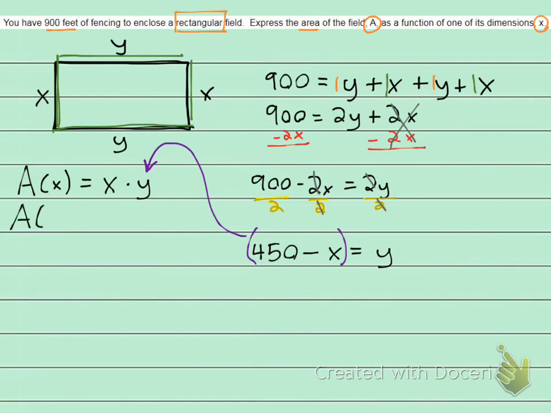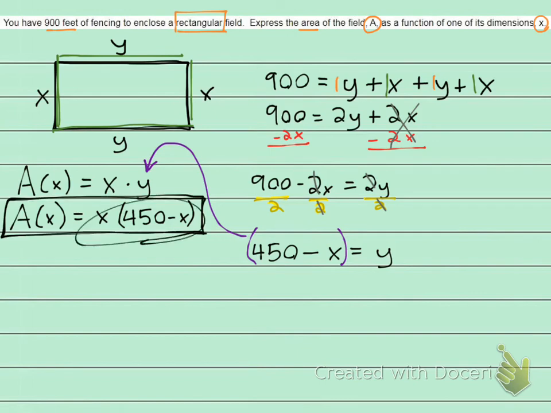So the area of x, area as a function of x, is x times 450 minus x. And now I'm done. I have my area in terms of x only. Do you see any y's over here? Nope. Done.